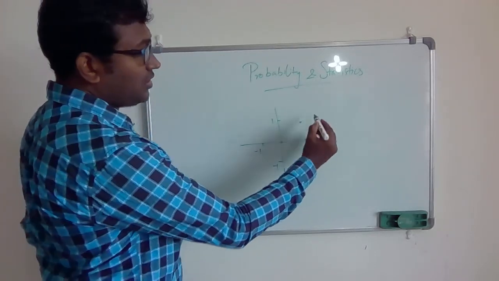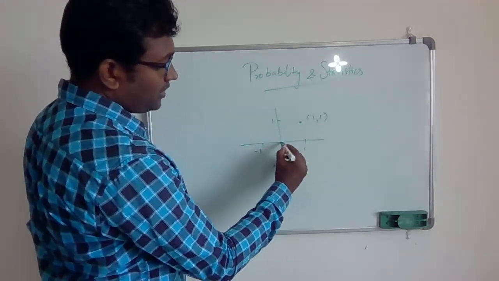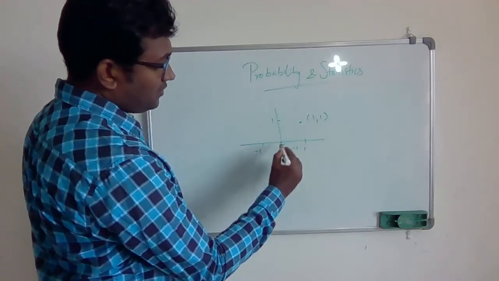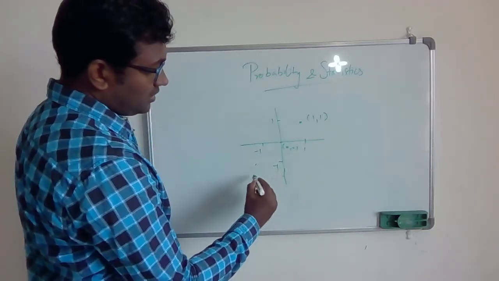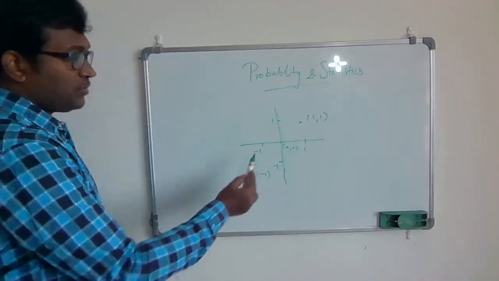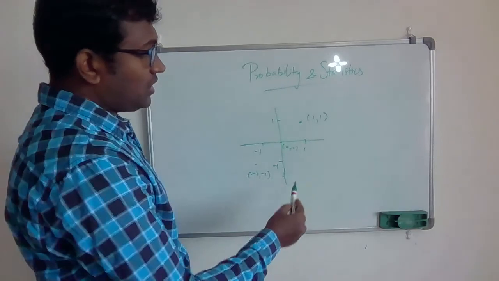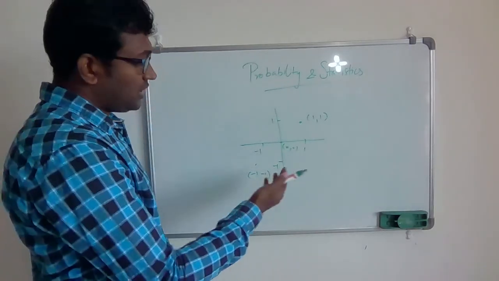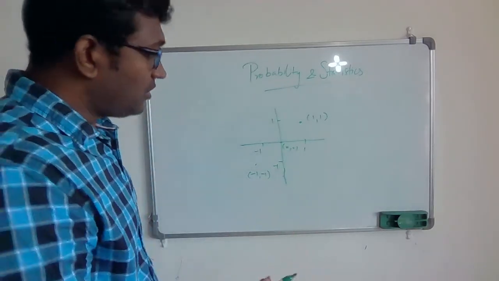So if you take a point here, it is 1, 1. The point here is 0, 0. And if you take a point here, it is minus 1, minus 1. Now, when you have 2 dimensions like x and y, because normally data does not lie in one dimension in the real world.